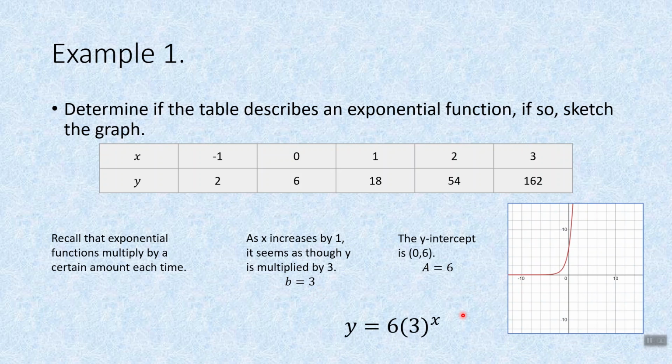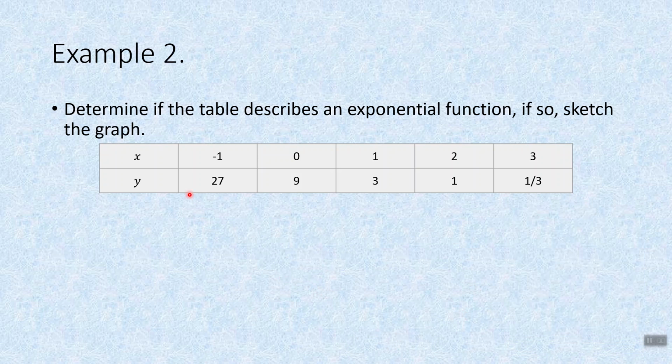Let's do another example. Here we see that our x values are increasing by 1 each time, but it looks like the y value is getting smaller. So I'm dividing by 3 each time, right? 27 divided by 3 is 9. 9 divided by 3 is 3. 3 divided by 3 is 1, and so on. But remember, we want a base multiplier. So instead of dividing by 3, we say that we multiply by 1/3.